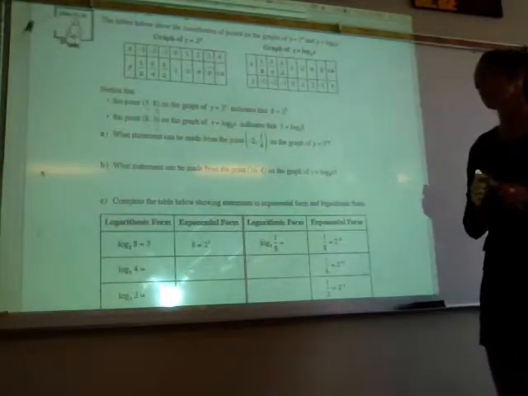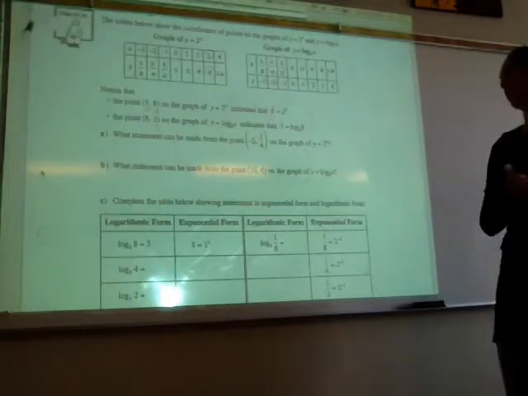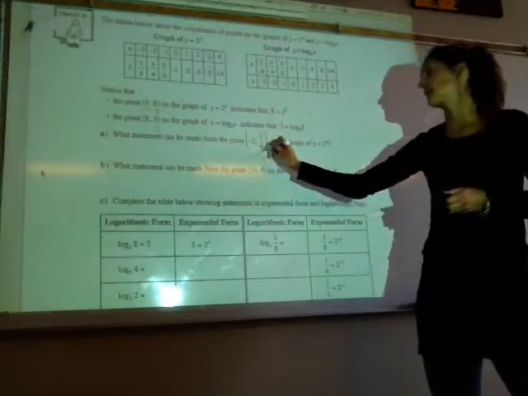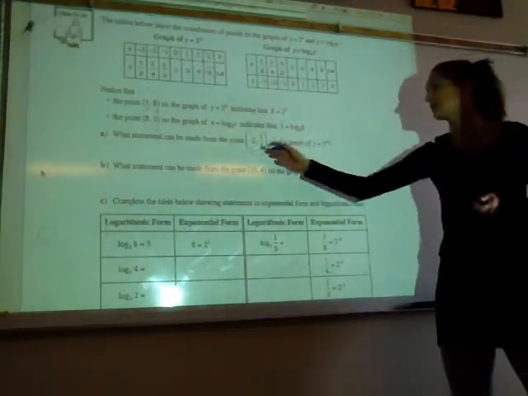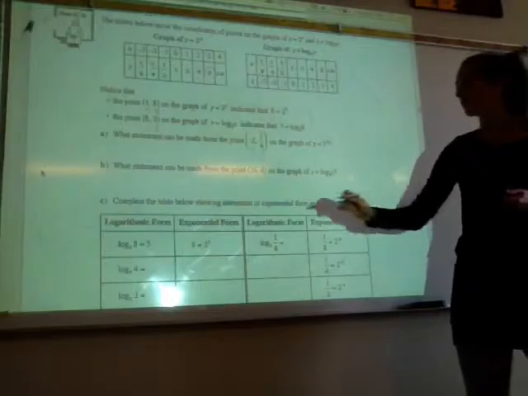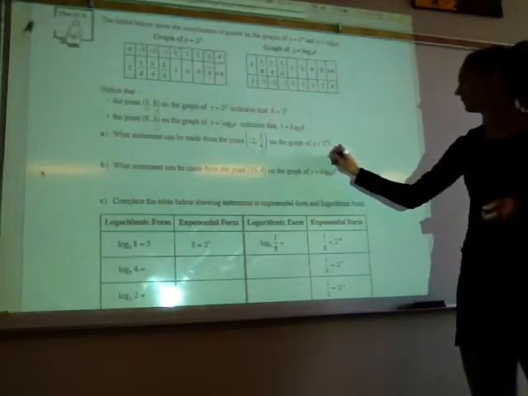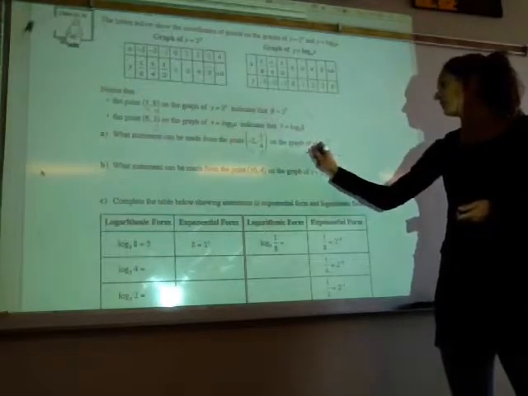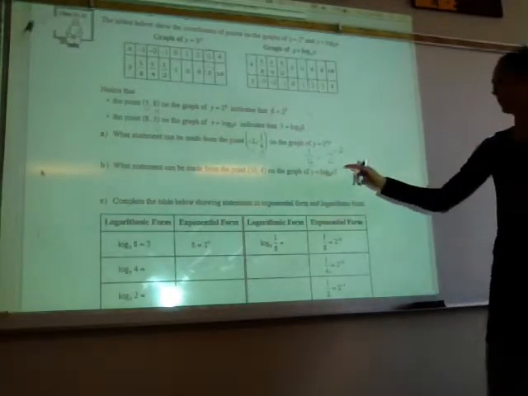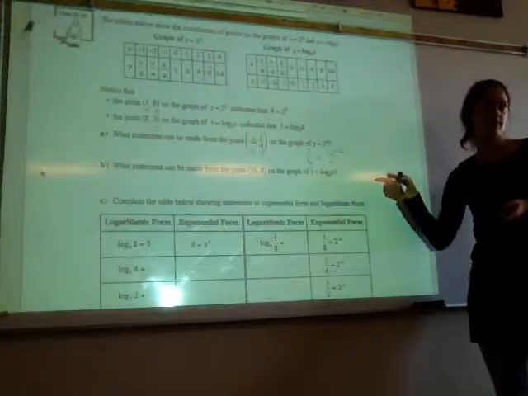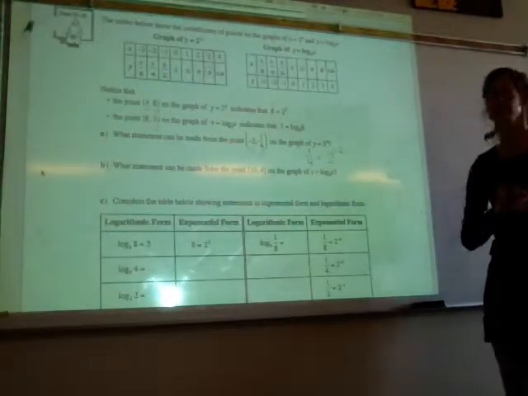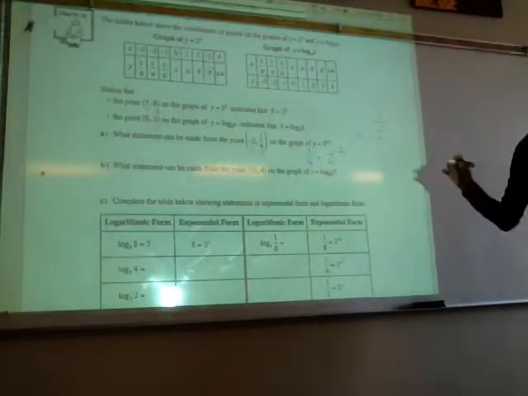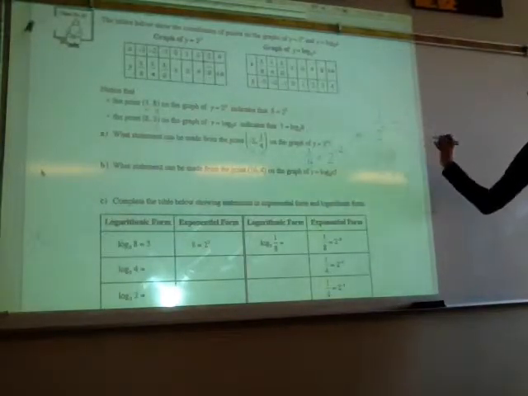Okay? So what statement can be made from this point on the graph y equals 2 to the power of x? So this is your x and this is your y. We're just going to sub x and y into that equation. So our x is -2, which means we have 2 to the power of -2. And our y is 1/4. Is it true 2 to the power of -2 is 1/4? If I were to rewrite this, it'd be like (1/2) squared, right? Which equals 1/4.